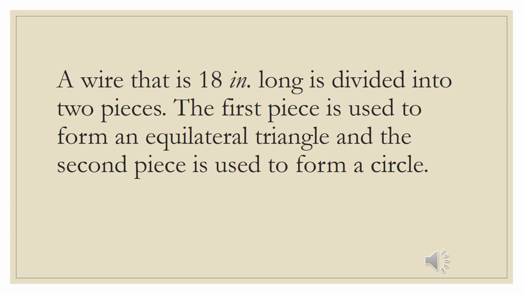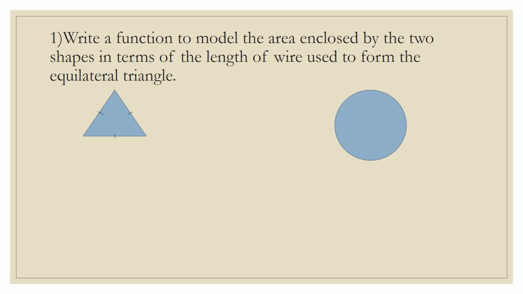A wire that is 18 inches long is divided into two pieces. The first piece is used to form an equilateral triangle, and the second piece is used to form a circle. Number 1. Write a function to model the area enclosed by the two shapes in terms of the length of wire used to form the equilateral triangle.